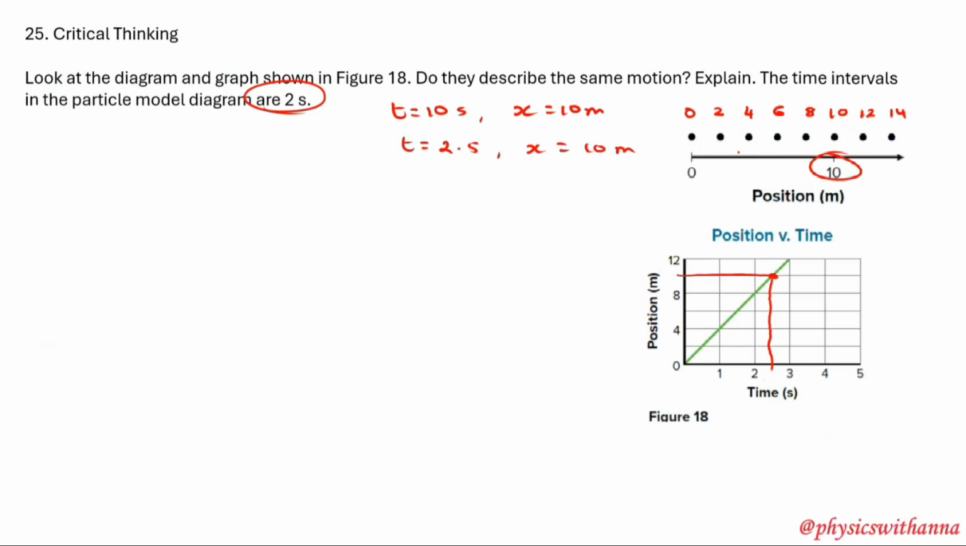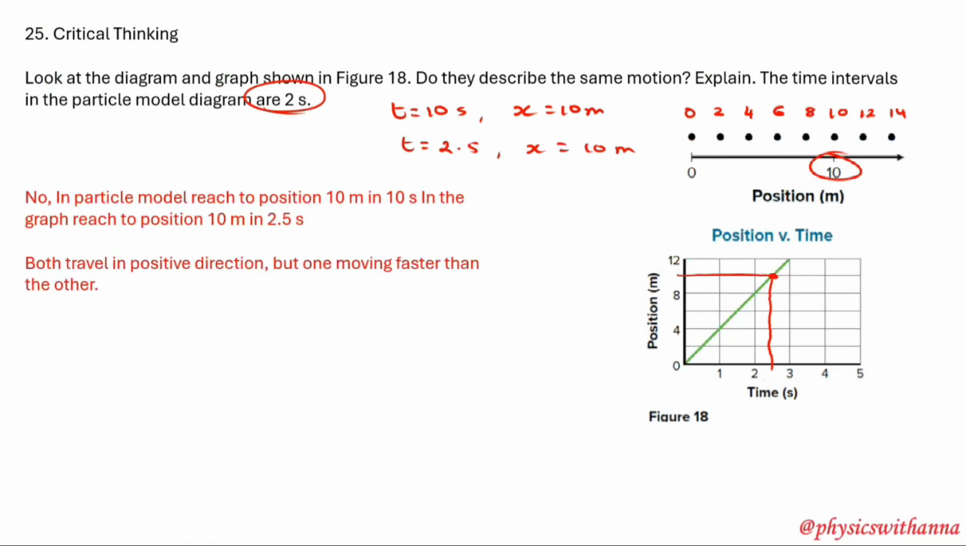They are both motion along the positive x direction, but the motion on the graph is way faster than the motion on the particle model. So they are not the same. So you can write the answer as, in particle model, we reach position 10 meter in 10 seconds. In graph, we reach position 10 meter in 2.5 seconds. So they both travel in positive direction, but one is moving faster than the other.